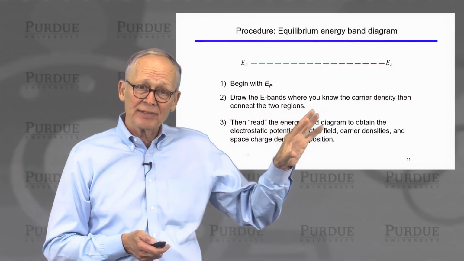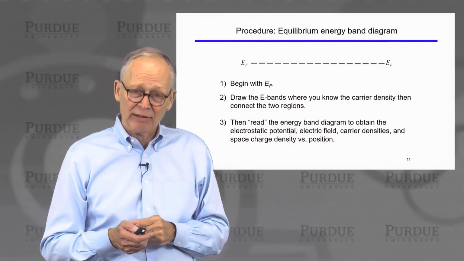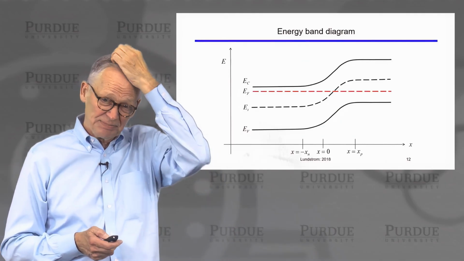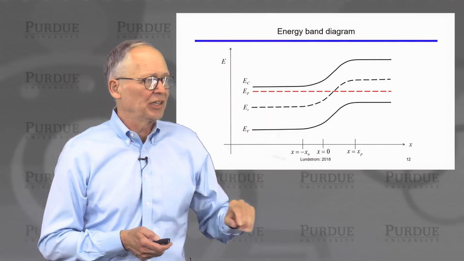Once we have the energy band diagram, we read it and pull off the information that we're after, and you can extract quite a lot of information from an energy band diagram. So this is what you would find from that procedure.